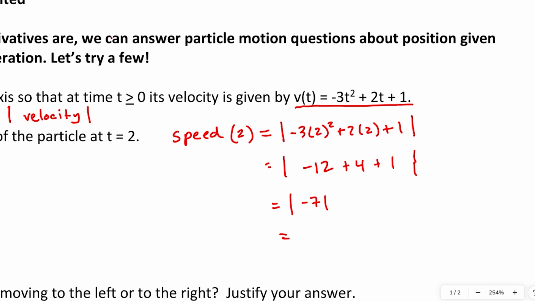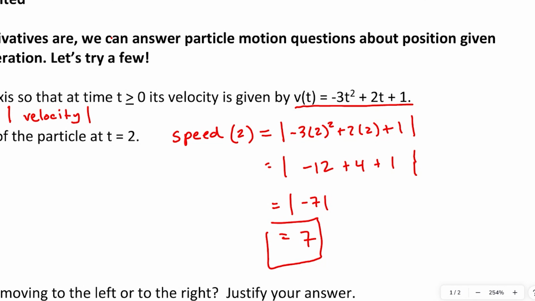And the absolute value of negative 7 is 7. Now, it doesn't look like this problem gives you any units, so we're just going to leave it 7. On the AP test, you don't want to throw units on. You might be tempted to call it meters per second or something like that. But unless they actually give you units, don't make up units to go along with it.